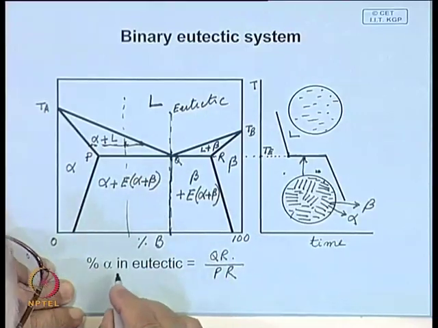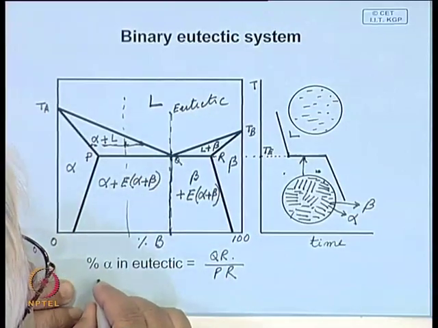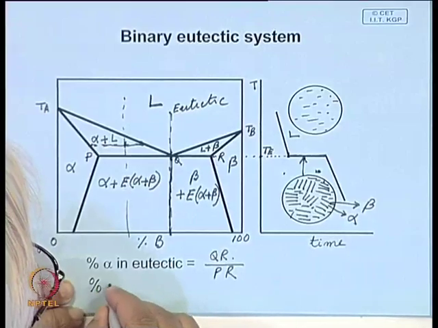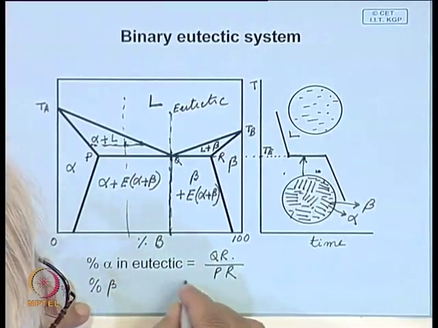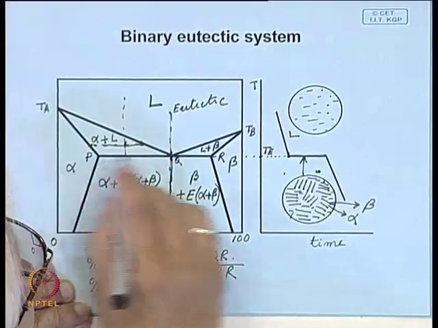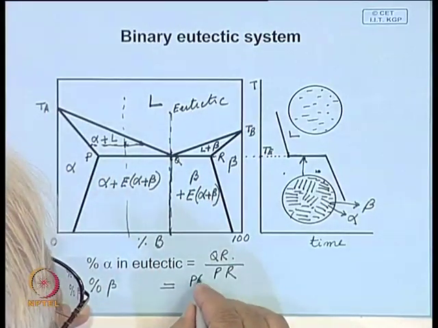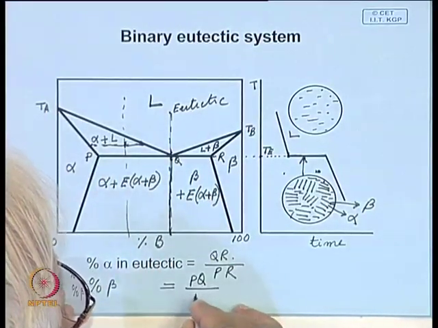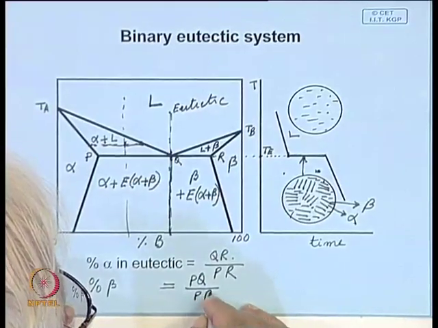Similarly, percentage beta in eutectic will be equal to PQ over PR.